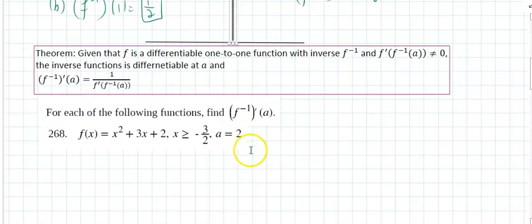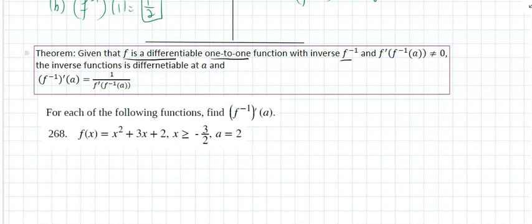It's okay, let's leave it like that. This is what it says. It says, given that a function f is differentiable and 1 to 1, that means for every one x, there's exactly one y. That's the restriction for you to have for the inverse to exist.